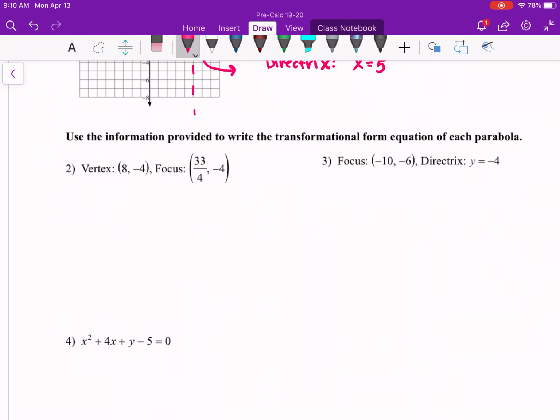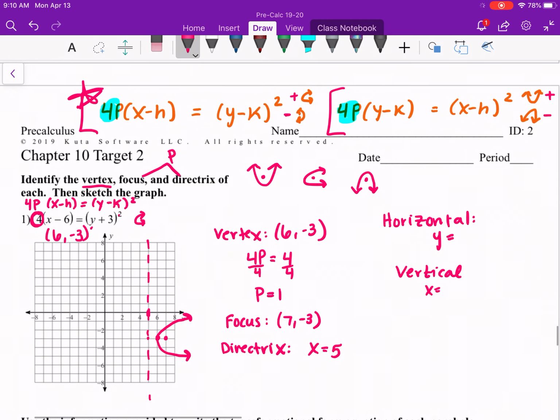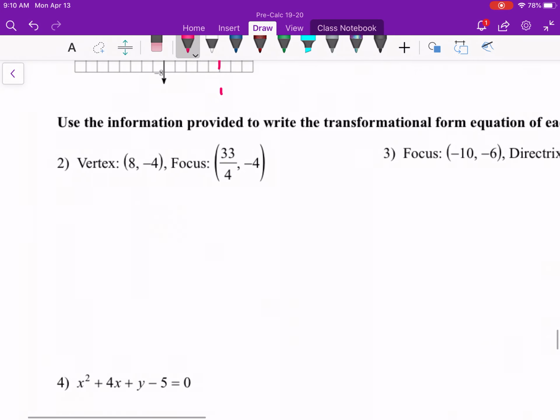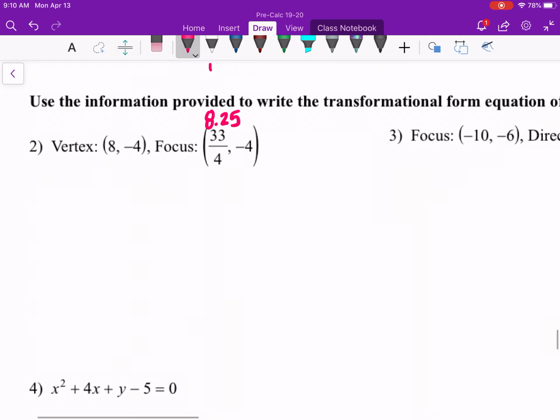So we're going to write the transformational form of each parabola. That is this form up here with the 4p, and it's separated like this. So we're given our vertex and we're given our focus. The first thing I would do is convert this to a decimal. Maybe you're really good with fractions. For me, it's a lot easier to plot it on a graph and see what I'm looking for if I actually just simplify that in a calculator. So I know that for my transformational form, I need to know P and I need to know my vertex. Knowing my vertex is great, but I need to establish what that distance P is.